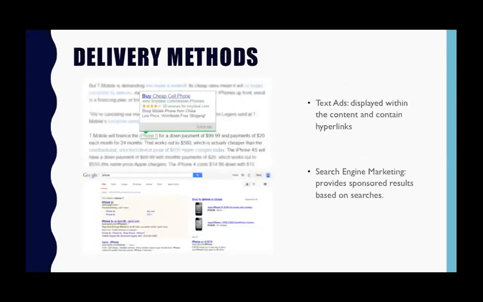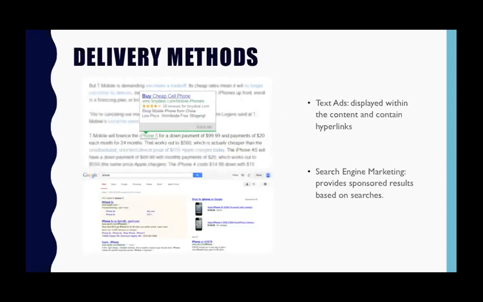There's text ads, which are displayed within the content and contain hyperlinks. So it doesn't necessarily have to be a visual ad per se. It can also be a hyperlink, so you can click right on it. It actually can be both too. You could have a more visual ad with a link inside.